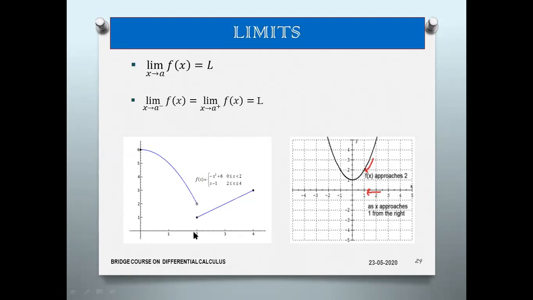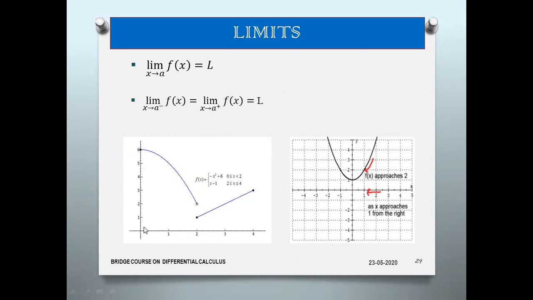x can come from the left of 2 or from the right of 2. From the right of 2 means it can keep on decreasing, that is, x takes 4, and x takes 3.5, and so on. So we are trying to find the limit in both ways. Only if both the limits are the same, then you say that the limit exists.